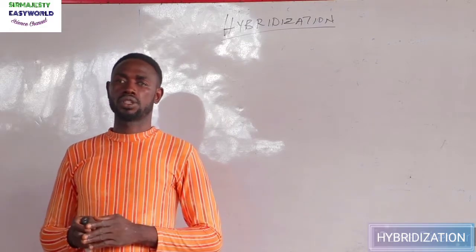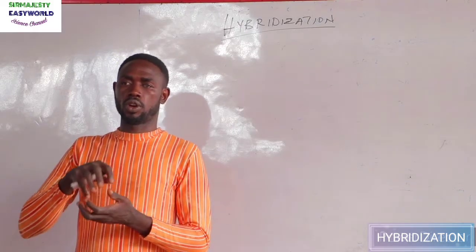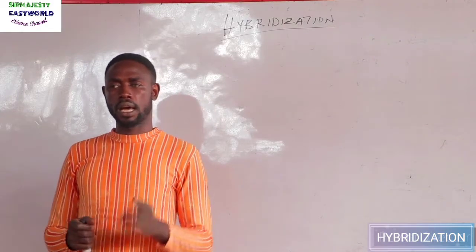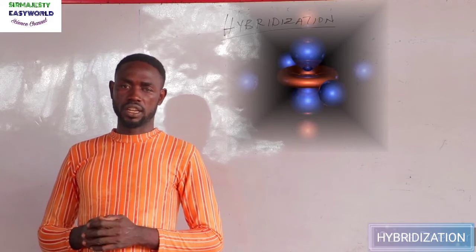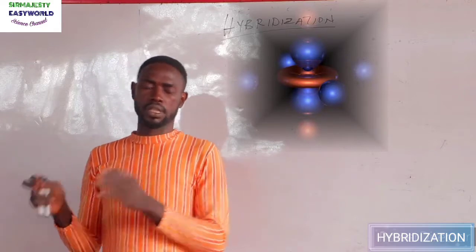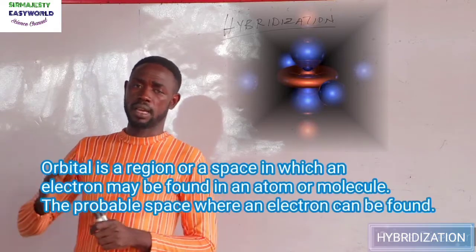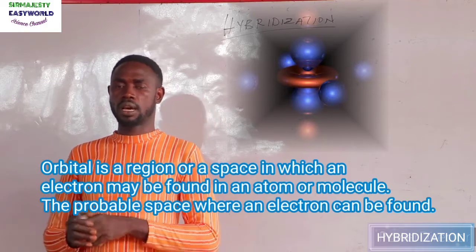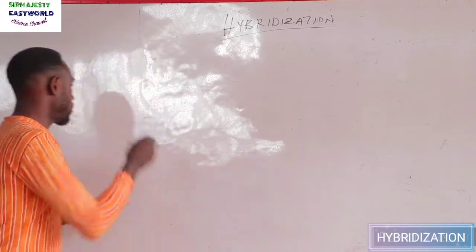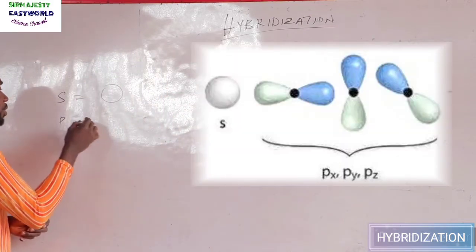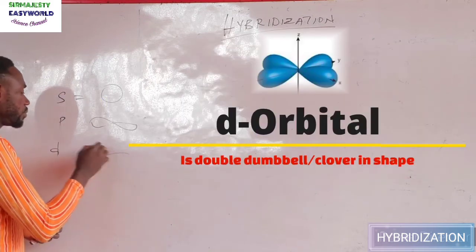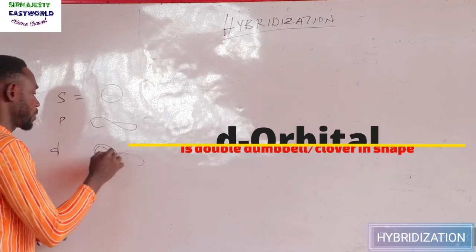So in hybridization, it's all about blending of atomic orbitals of different shapes and slightly different energies to produce hybrid orbitals of similar shape and energy, such that they will be suitable for formation of a covalent bond. Remember, when we talk about orbitals, you can also see them as subshells: the s, p, d, and f orbitals. Each has a different shape. For example, s is spherical, p is dumbbell, then d is double dumbbell, kind of twisted in this form.